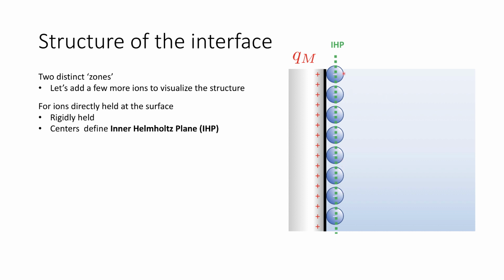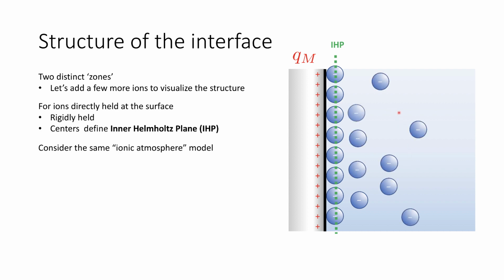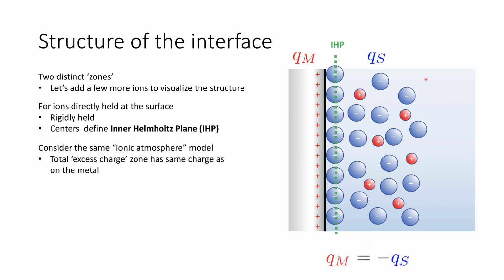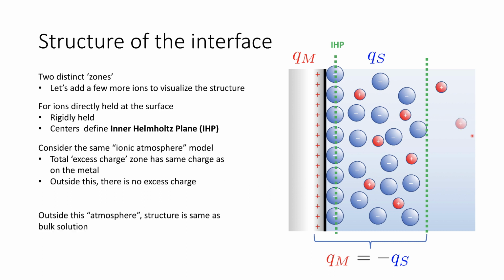Okay, we don't quite have enough anions to balance the charge here, so we need to populate the rest of the space nearby with anions to balance the charge on the metal. So again, considering the same ionic atmosphere model, we start populating with anions, but remember there's thermal motion, so there's going to be cations in here as well. The important thing is that the overall charge in this particular zone must be equal to the charge in the metal. So this defines another area of the solvent. Outside of this area, there's no excess charge. So all of the anions and cations balance, and we have an equivalent charge from the cations as we do from the anions. So this is the structure of the bulk solution.